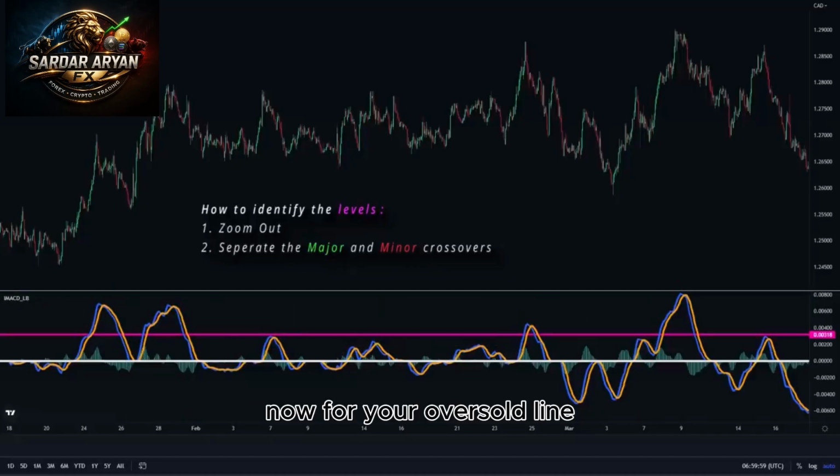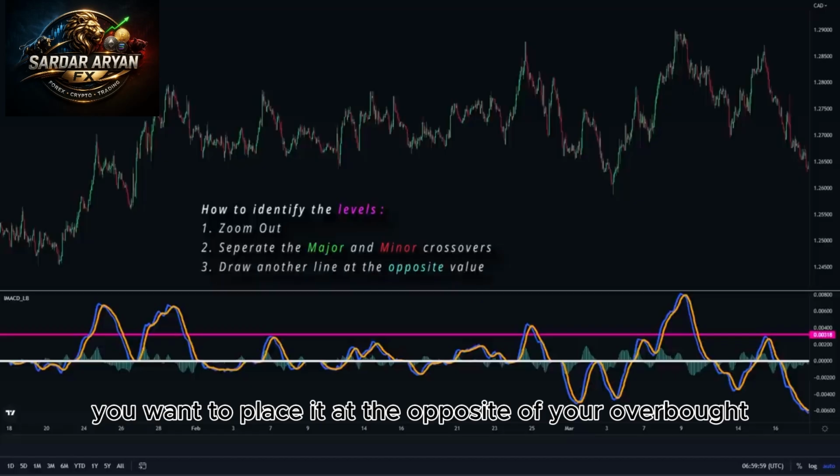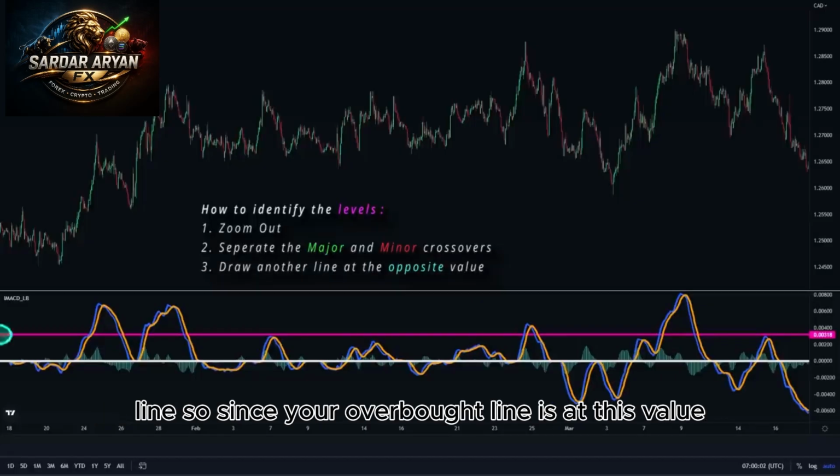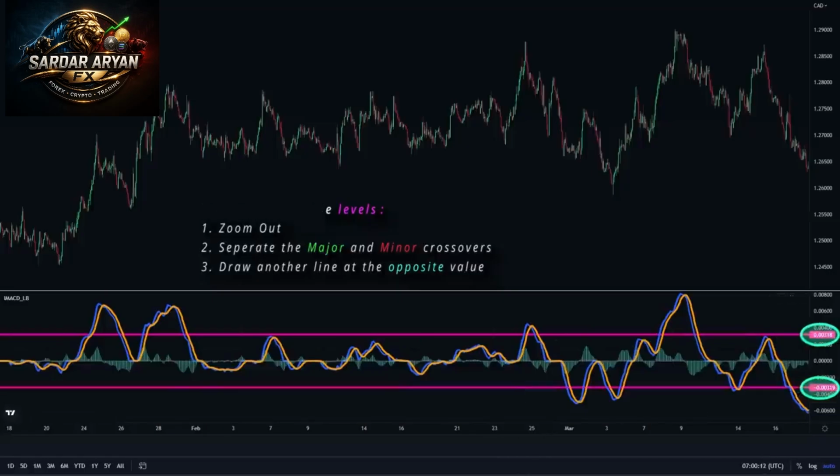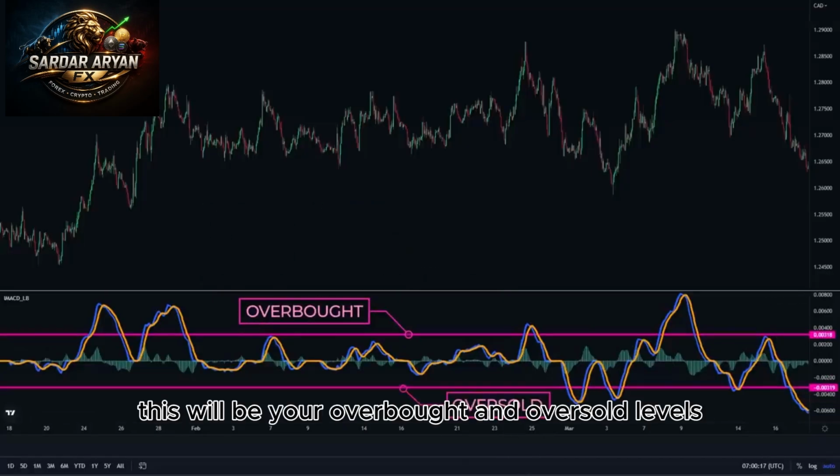Now for your oversold line, you want to place it on the opposite of your overbought line. So since your overbought line is at this value, I'm going to place it at the negative of that value. And so these will be your overbought and oversold levels.